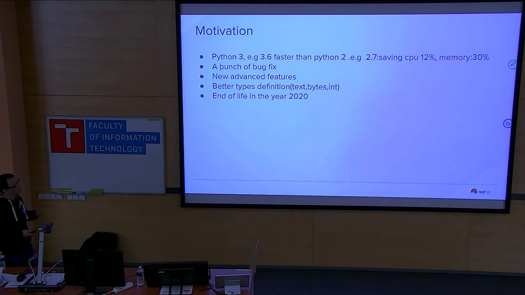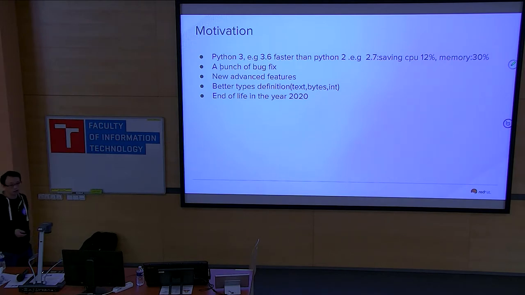So what's the motivation behind why we needed to migrate? There are various reasons. Number one is that on Python 3, we enjoy better performance than Python 2. There are some statistics released by Red Hat that it can save CPU 12% and even more on the memory. Also, there are a bunch of bug fixes on Python 3, some of them even CVE fixes.